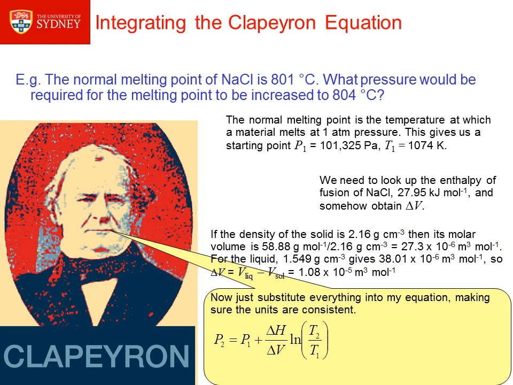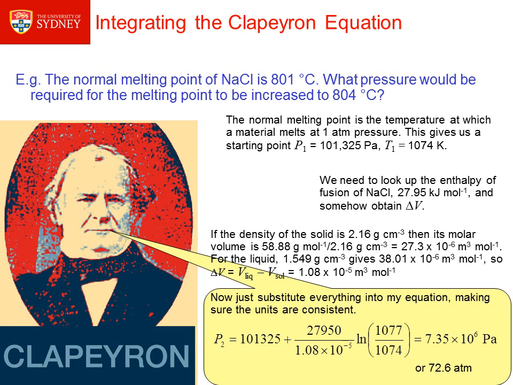Now we just substitute everything into the Clapeyron equation, making sure that the units are consistent. This gives P2 is equal to P1, 101,325 pascals, plus the ratio delta H over delta V times log of the temperature ratio, which gives, after all that, 7.35 times 10 to the 6 pascals, or 72.6 atmospheres.